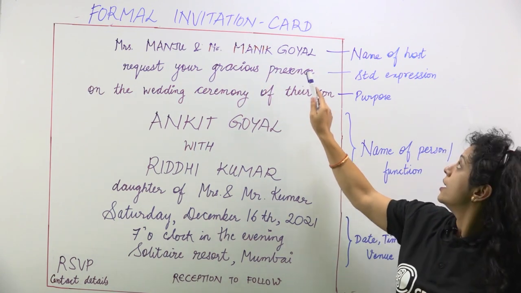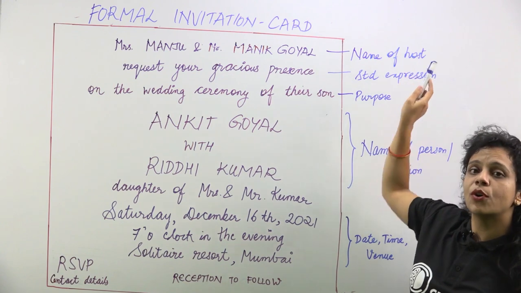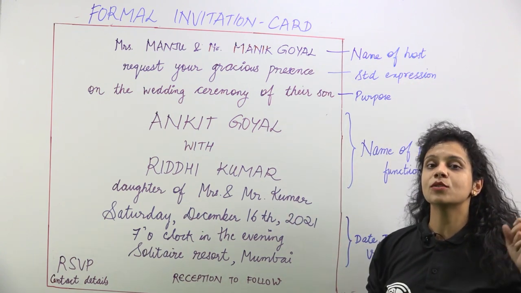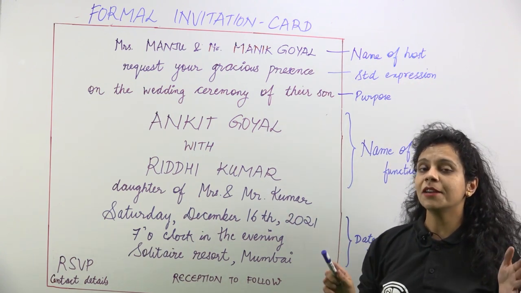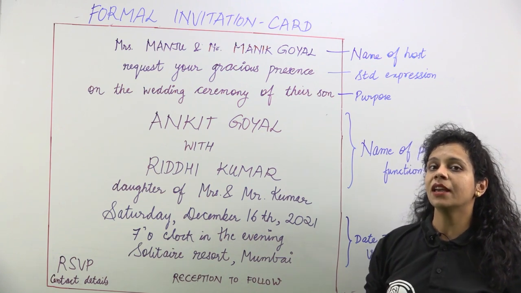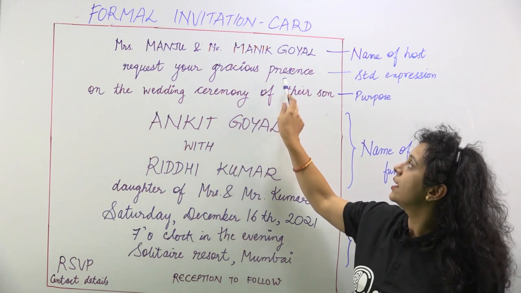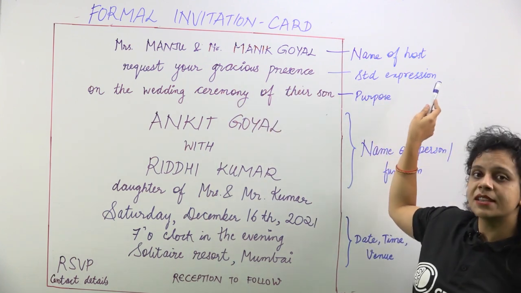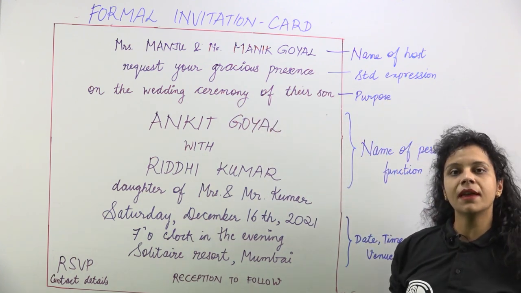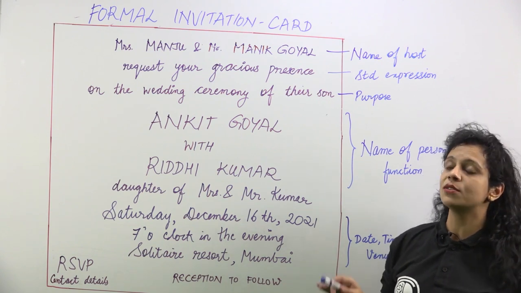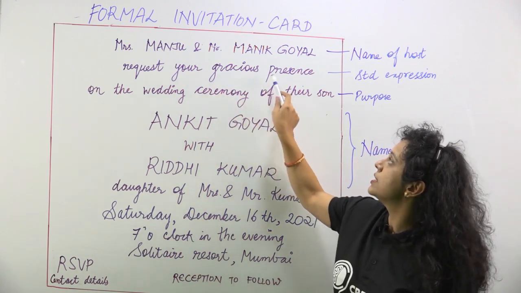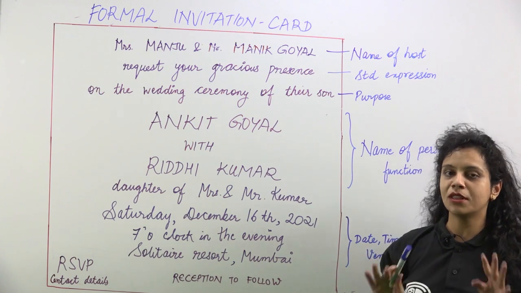So as you can see, these are the names of the host, whosoever is hosting the function. तो कार्ड की बिगिनिंग में टॉप पे आप लिखेंगे the name of the host, वो लोग जिन्होंने आपको बुलाया है. The second line is going to be the standard expression which is going to remain the same in all the cards, which will be request your gracious presence. ज्यादा दिमाग लगाने की जरूरत नहीं है.